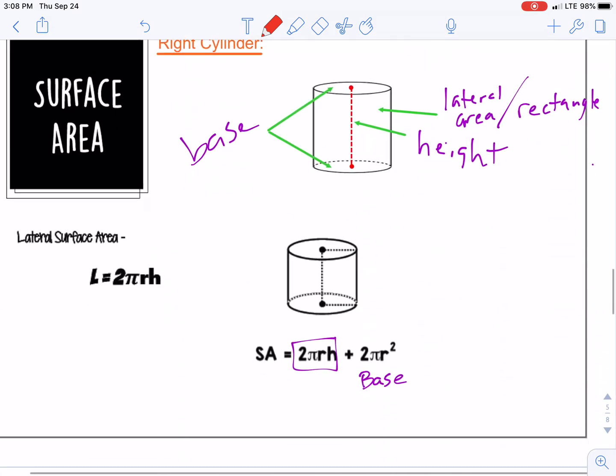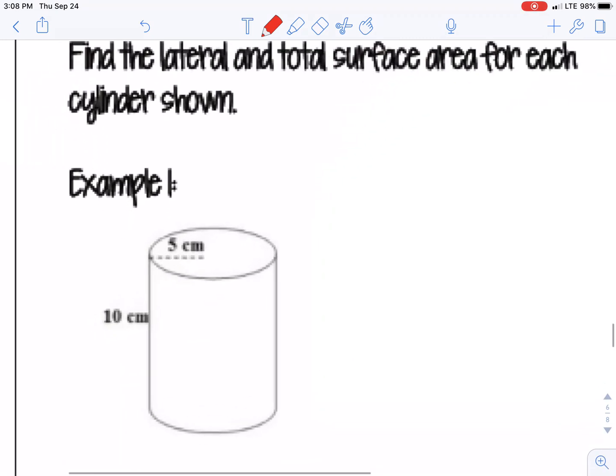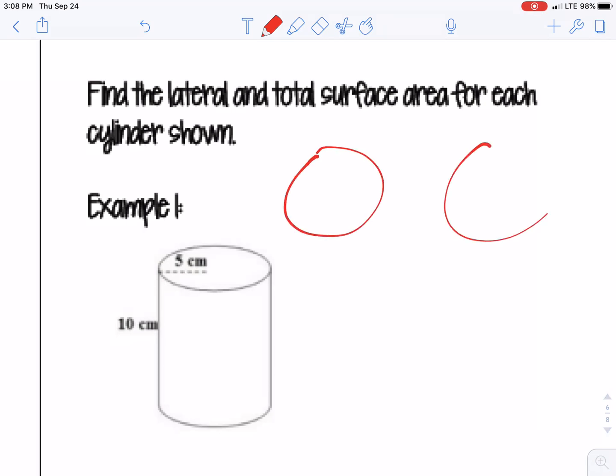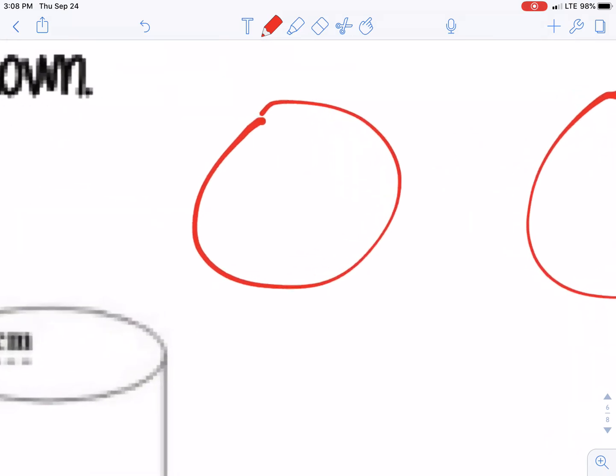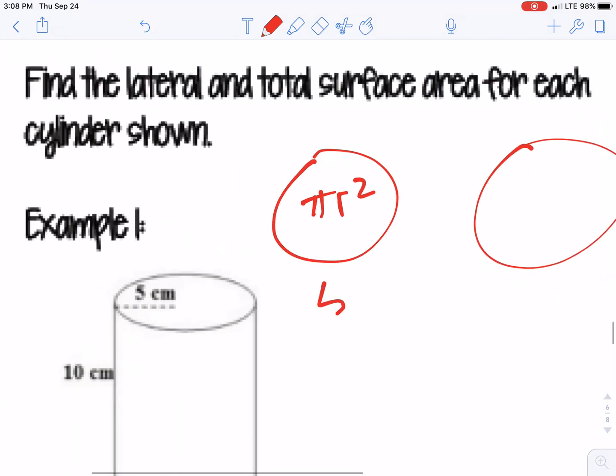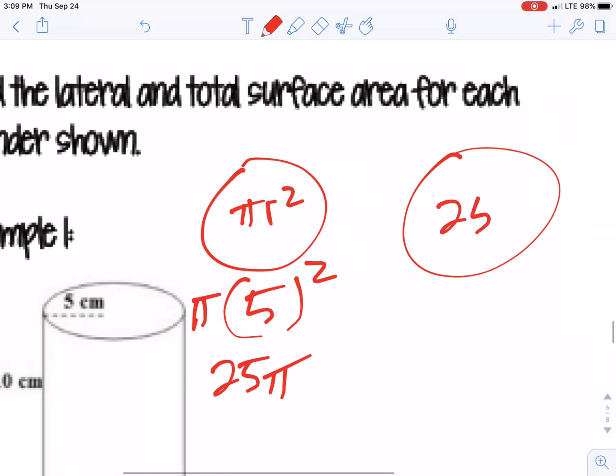All right, so let's apply this formula to what we got. Okay, we have a cylinder, 5 centimeters is the radius, 10 centimeters is the height. Well, I have 2 bases. They're both circles. We know both of those are pi r squared. So we're going to do 5 squared times pi, which is 25 pi. This one over here is also going to be 25 pi.